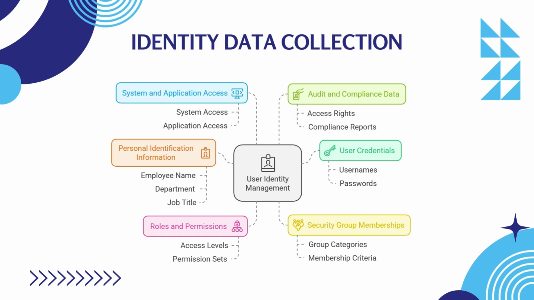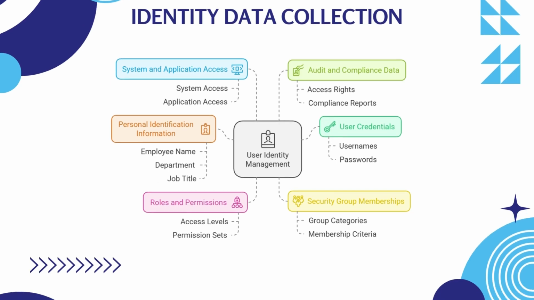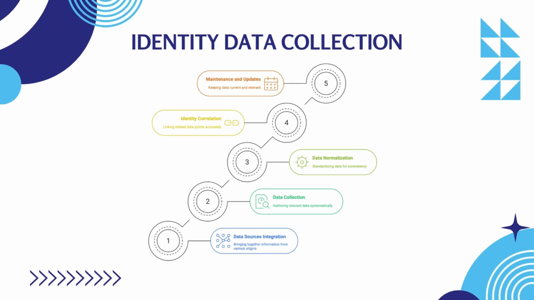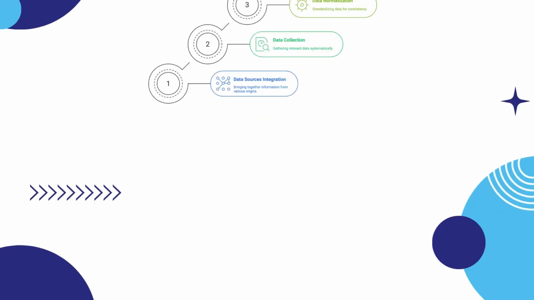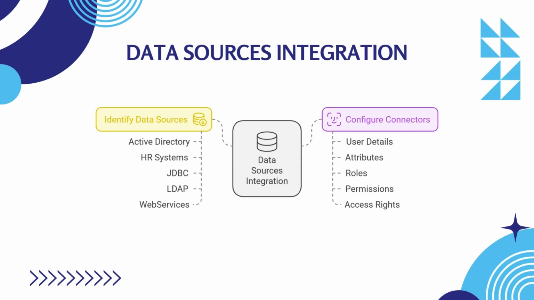Identity data collection is essential for various functions such as ensuring proper access controls, conducting regular access reviews, generating reports for auditing and compliance purposes, automating user provisioning and deprovisioning, and enforcing policies for access management. The data collection involves certain steps: data source integration, data collection, data normalization, identity correlation, maintenance, and updates. Data source integration is identifying the data sources, like determining the systems, applications, and directories from which identity data will be collected.